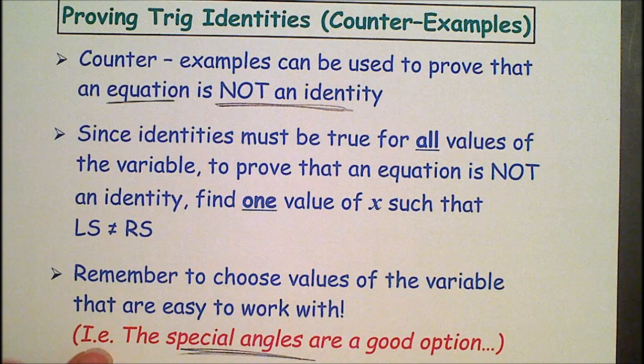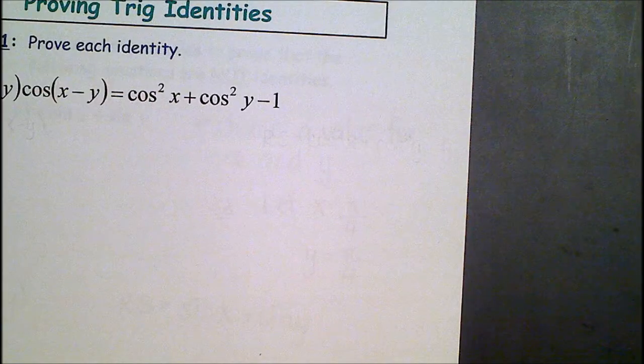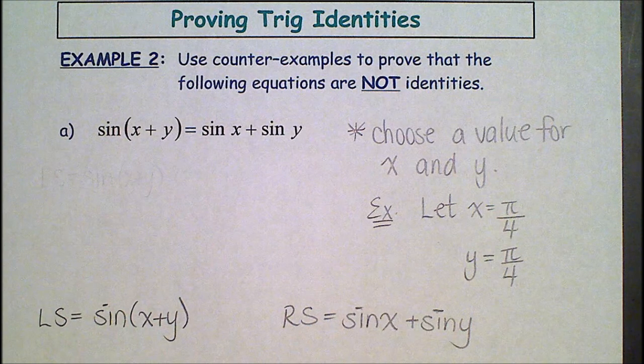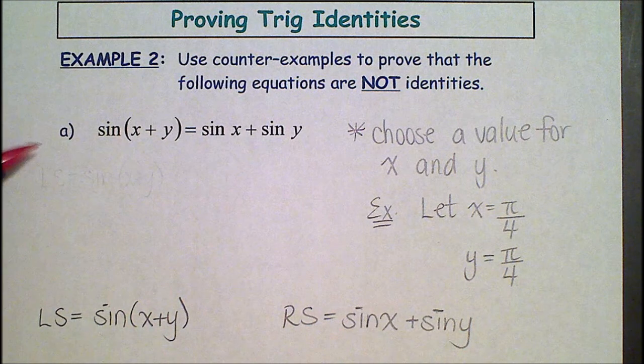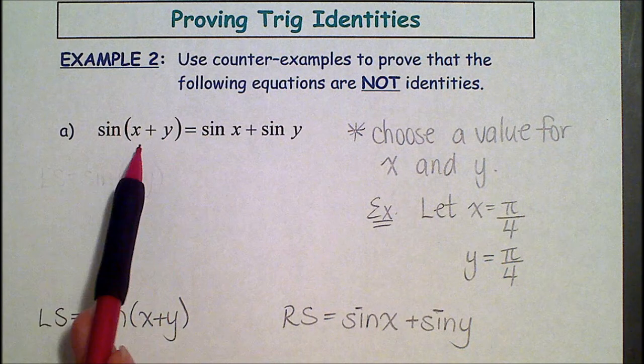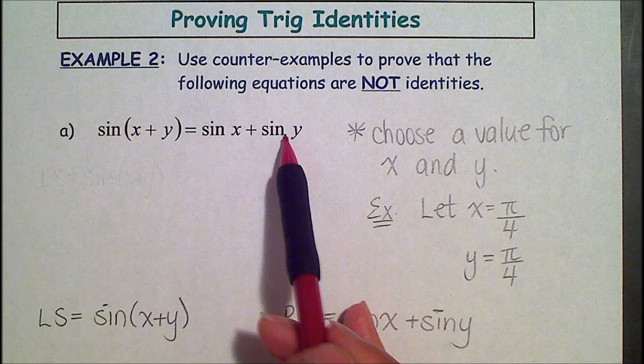And so the example says, use counterexamples to prove that the following equations are not identities. So I'm only looking at the first one here. And so you have sine of x plus y is equal to sine of x plus sine of y. So here what you have is x plus y in total represent the angle, whereas here you have sine of one angle plus sine of the other angle. And you want to prove that this is not an identity, so you want to prove that these are not equal to each other for some particular value of x.